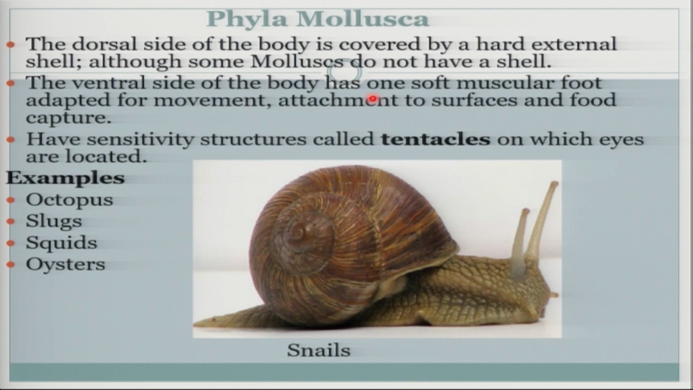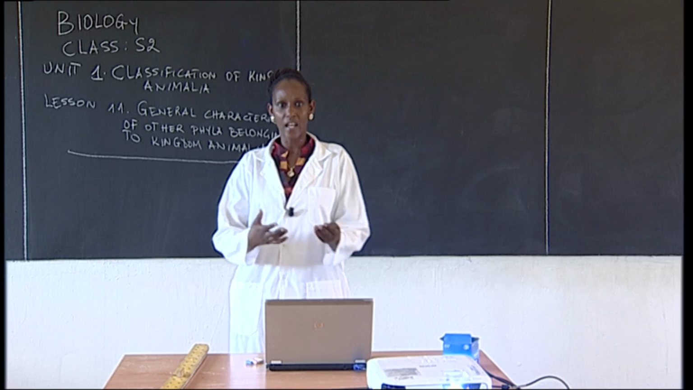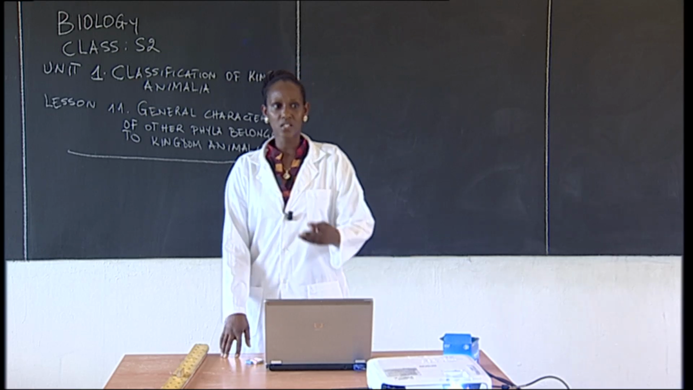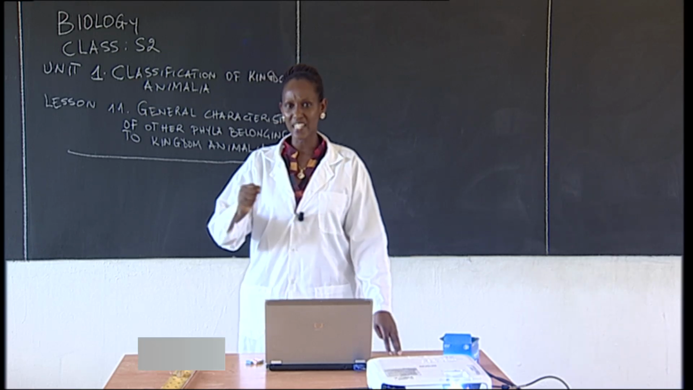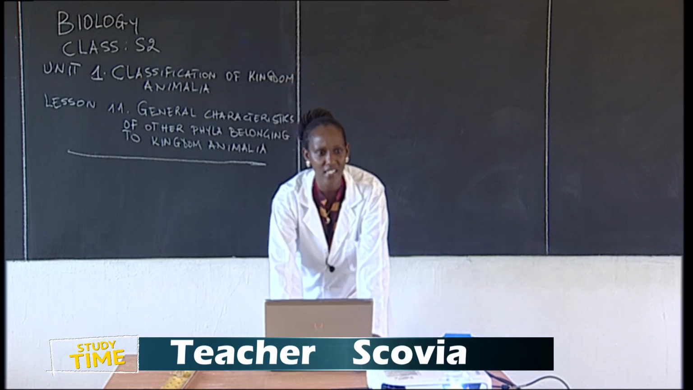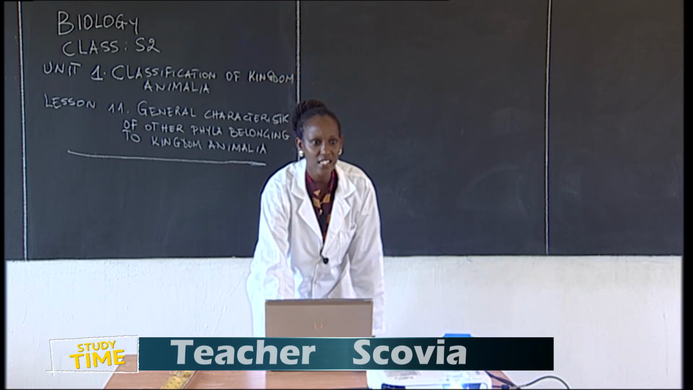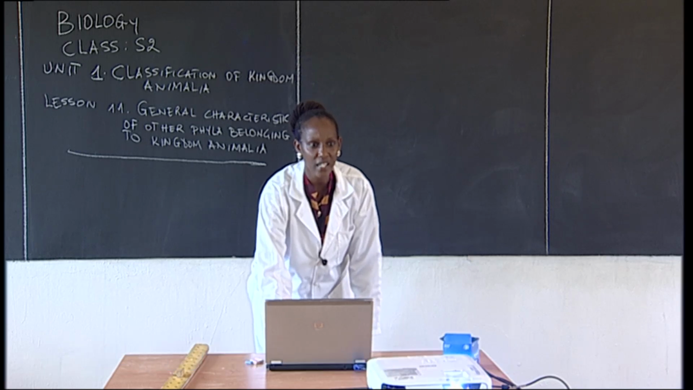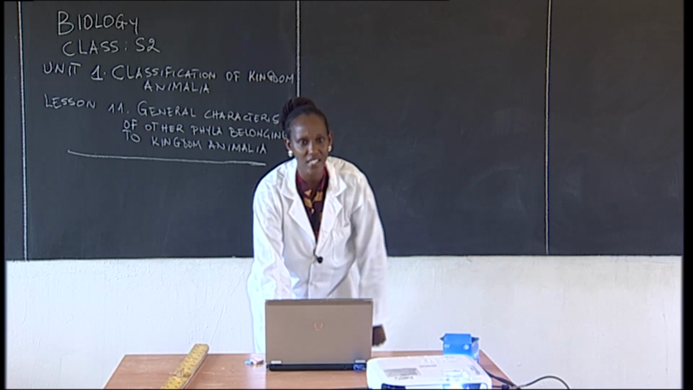Another phyla that we put under this lower level organism in kingdom Animalia is the mollusca. The mollusca, what are the characteristics? What are the characteristics of phylum mollusca? The mollusca's body is covered by a hard shell. A hard shell. Look at this. Go on the screen and see. This is the mollusca. The snail is a good example of the mollusca. Go on the screen and see.